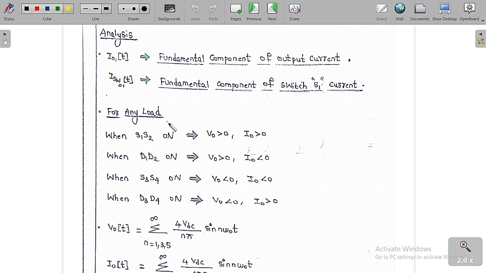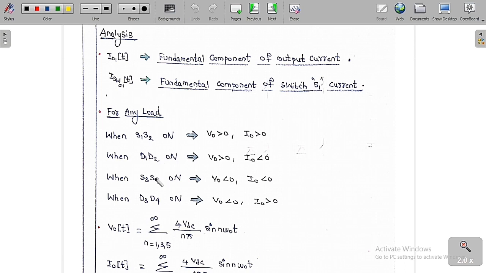I have already told you for any load, when S1, S2 are on, the output voltage is positive and the output current is also positive. Whereas when D1, D2 are on, the output voltage is again positive, whereas the output current is negative.